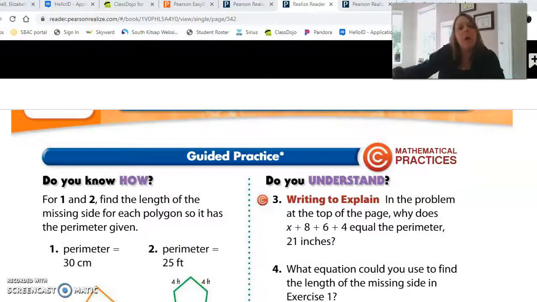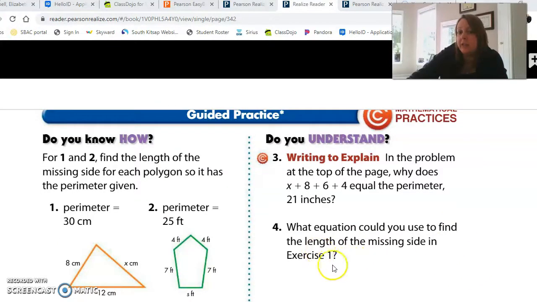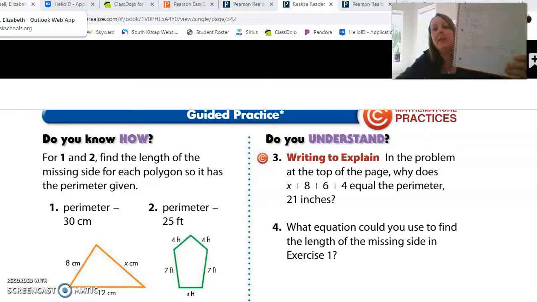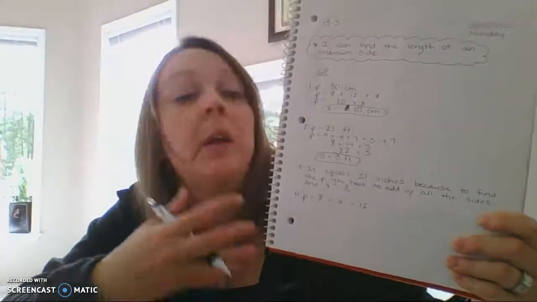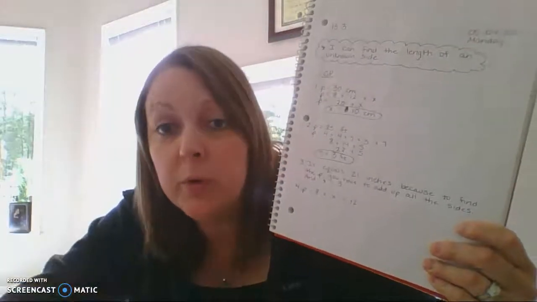All right, number 4. What equation could you use to find the length of the missing side in exercise 1? Exercise 1 really just means problem number 1. And we kind of already wrote it down because I like to write equations. It helps me. So our equation for this would be P equals 8 plus x plus 12. Now another way to write it, because this could still be confusing if you think that you don't know what the perimeter is, but we do know what the perimeter is.